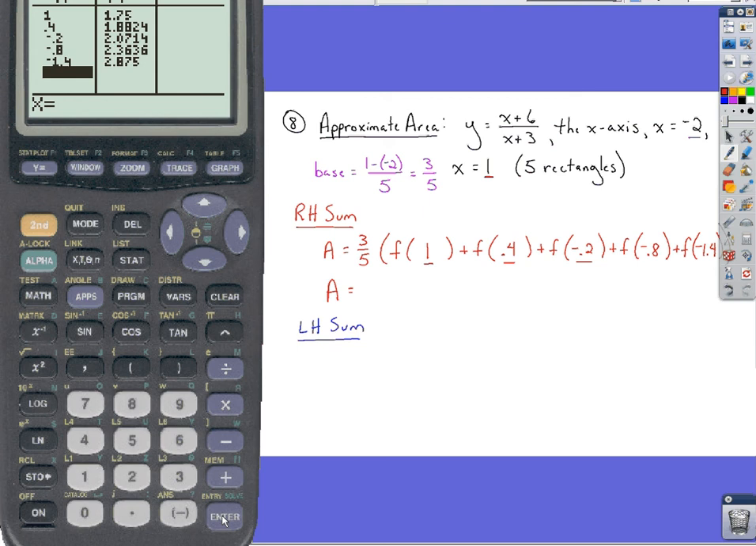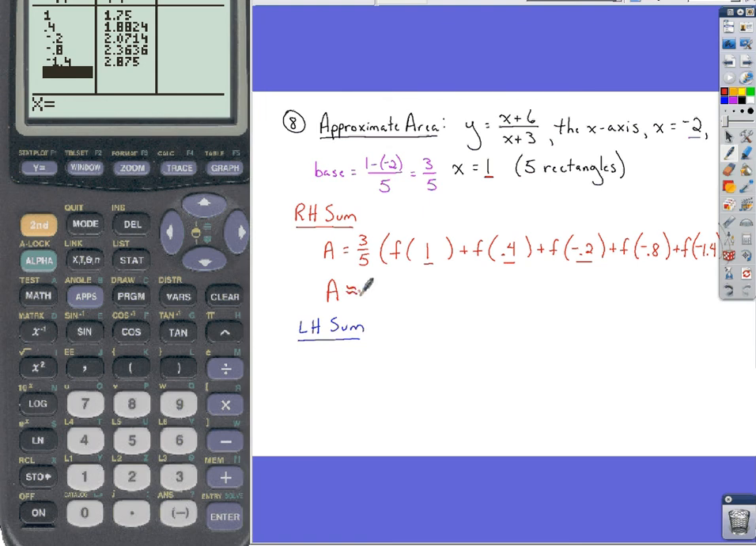So if I take all of these values right here and add those up, since that represents all of this part here, and multiply by 3/5, that will give me my approximation for my area using a right-hand sum approach. It looks like on this one, the approximate area, rounding off to 3 decimal places, would be 6.564.